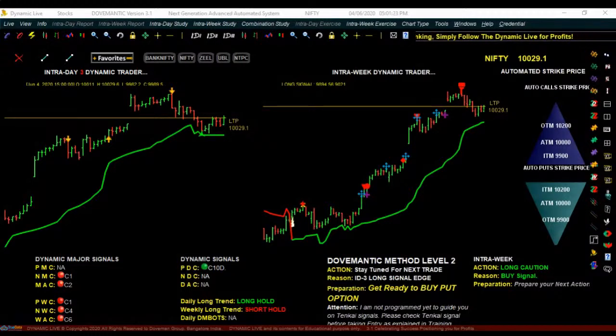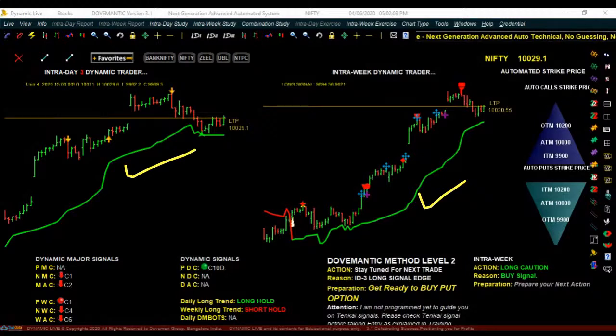The first thing, once you have subscribed to Dynamic Live and got it installed, and when you open it, this is how it is going to look. In this, you can click on favorites anytime to select your favorite stock or index, whichever you plan to trade. Whichever script you have selected, there are two different charts that you will be able to see. The one on the right side, we call the intra-week chart, and the one on the left side, we call the intraday 3 chart. In both these charts, you can see this line. We call this line the long signal.